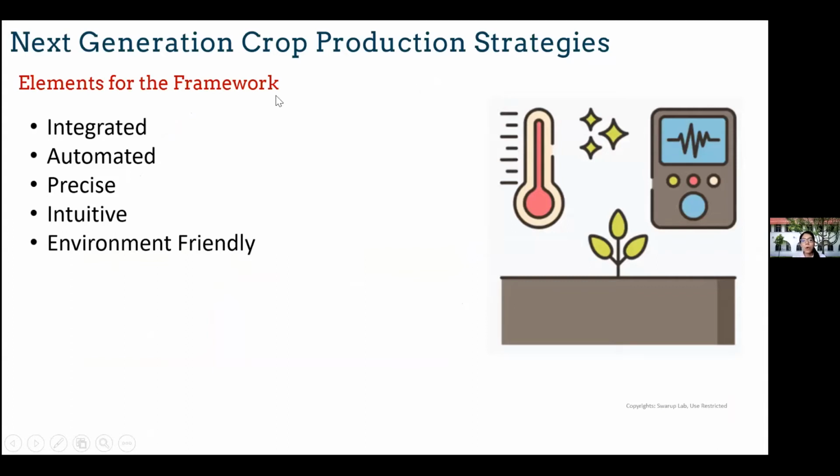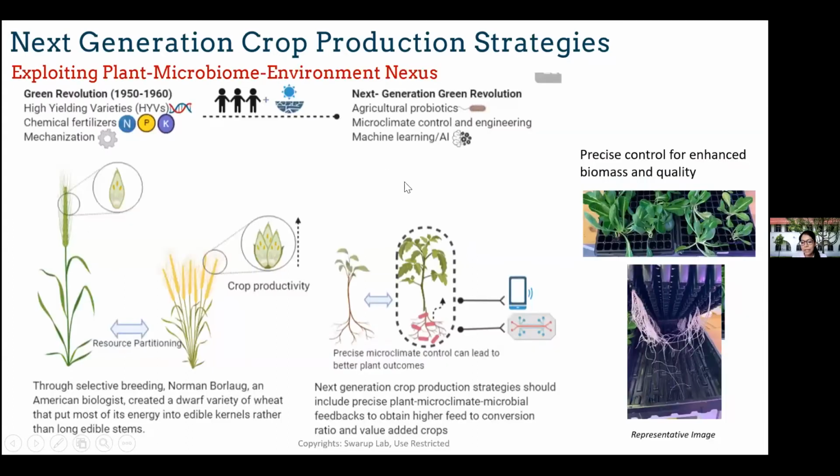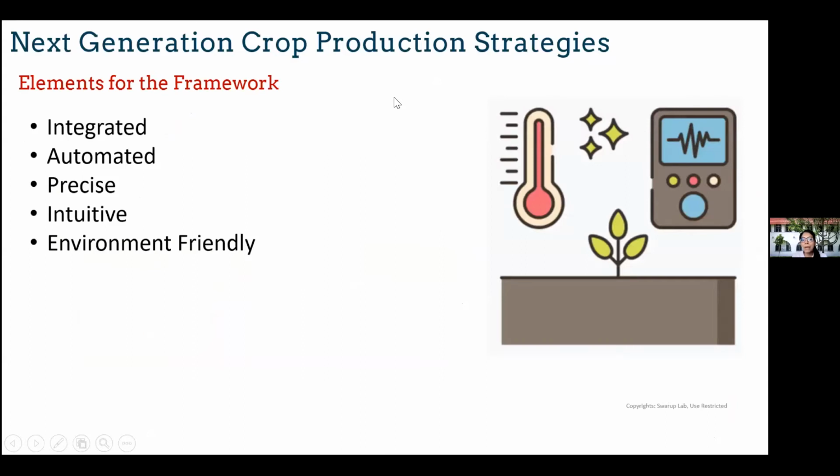However, we also need to see that the next generation green revolution speaks a lot about cross disciplines. It is very multidisciplinary. Even from the look of it, you have engineering, machine learning, biology, and plant science. So that brings up another point: what should be the elements of the framework, to get this framework into action?